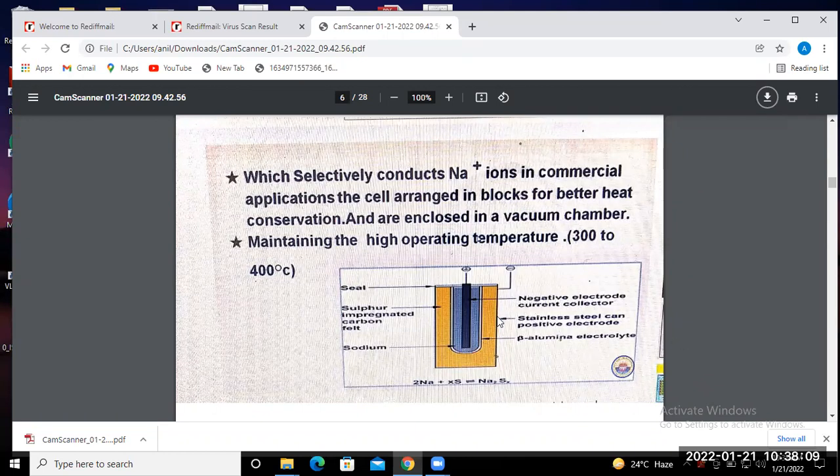So their structure, how we can place the negative electrode current collector, and a stainless steel can as the positive electrode, and beta alumina. This is your beta alumina. After that, this one is your sodium. Okay, in this structure you will find this white one is your beta electrolyte, which separates the sodium and sulfur.